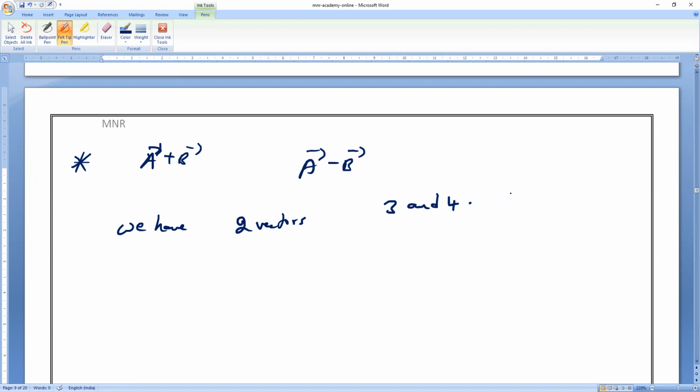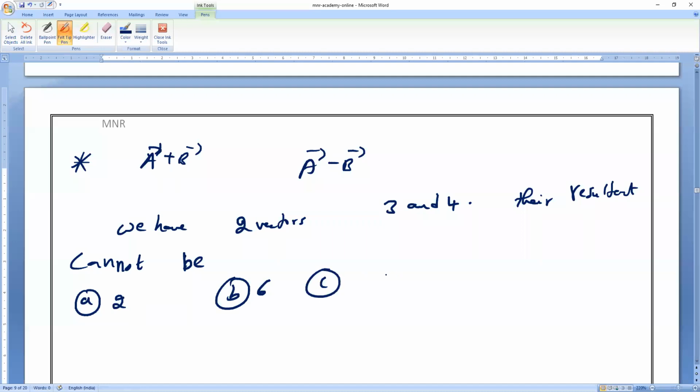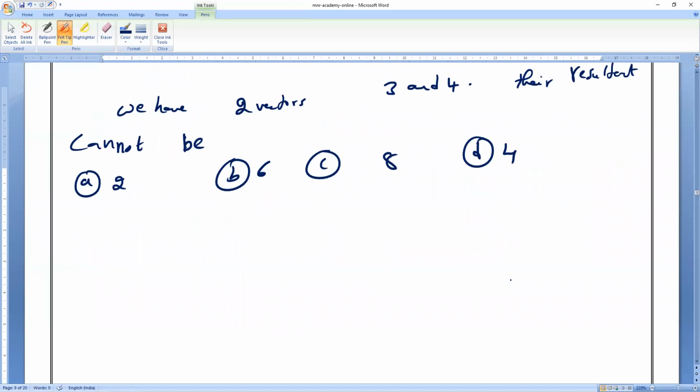Their resultant cannot be, they're asking. Not can be, cannot be. So option A, 2, option B, 6, option C, 8, and option D, 4. So which is the one that cannot be, they're asking.